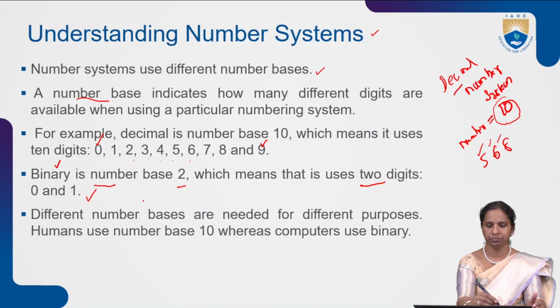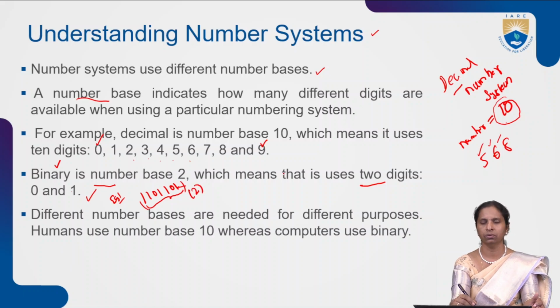For example, 11011101. This is a binary number, and the number base of this is 2. It means the number has been formed only with the 2 digits 0 and 1.